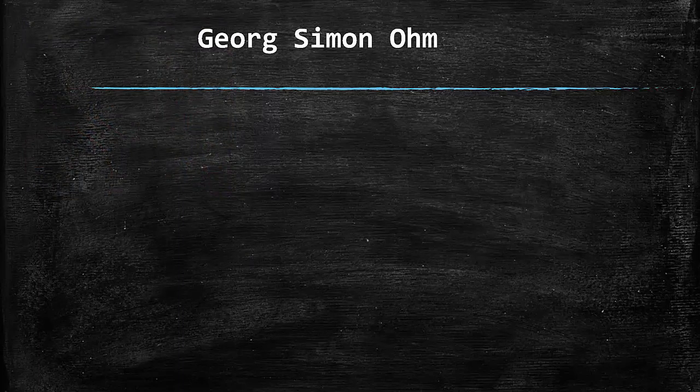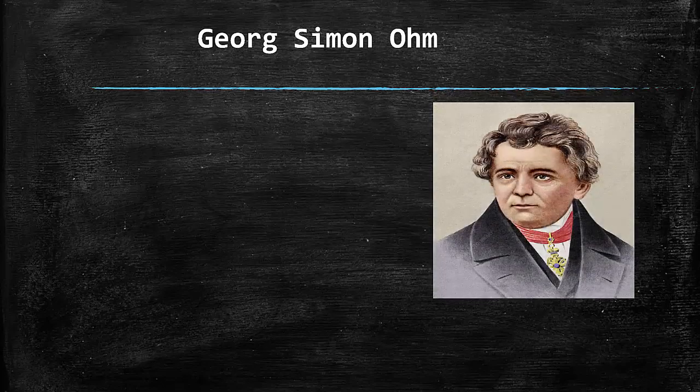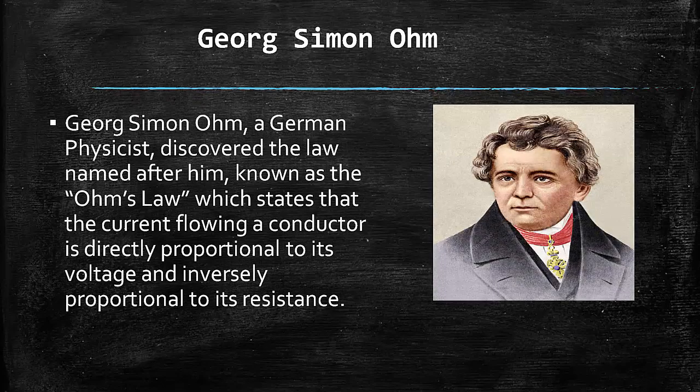The next scientist here is George Simon Ohm. Students, I hope you have already heard the name Ohm. George Simon Ohm was a German physicist who discovered the law named after him, known as Ohm's law, which states that the current flowing through a conductor is directly proportional to its voltage and inversely proportional to its resistance. The SI unit of resistance is known as the ohm, which was named after him.